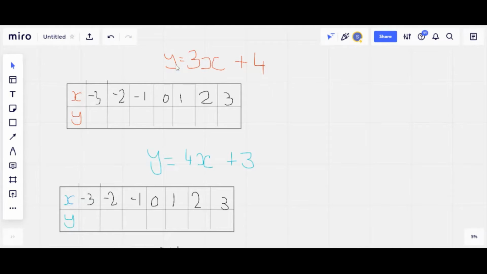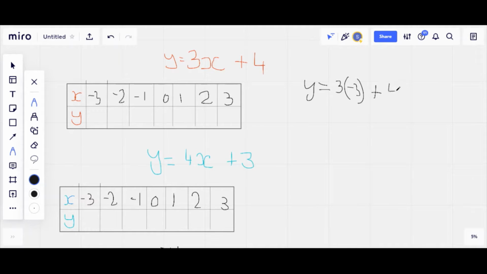So firstly, we'll start with the -3 here, and we're going to work our way across. So what we do here is substitute -3 in as x. So I'm going to write that down here. So we have y is equal to 3 multiplied by -3. Just put the brackets here so we establish that's a multiplied by negative. It's not 3 minus 3. And then we add 4.